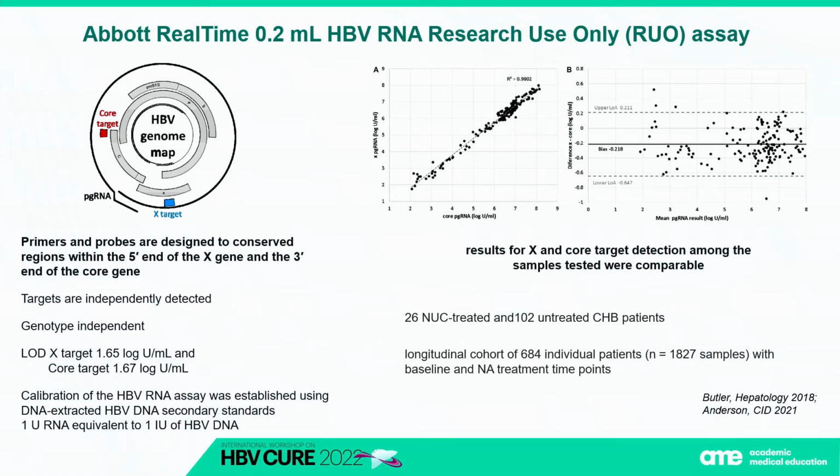So Abbott demonstrated that the results for the X and core target were really comparable among all the patients that they analyzed, both nuc-treated and untreated, and also in longitudinal individuals.